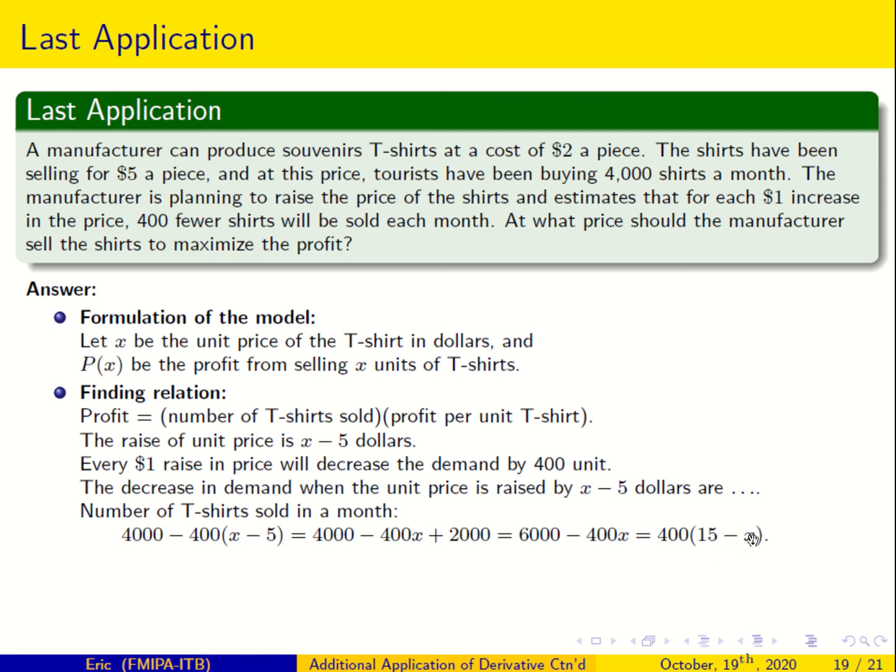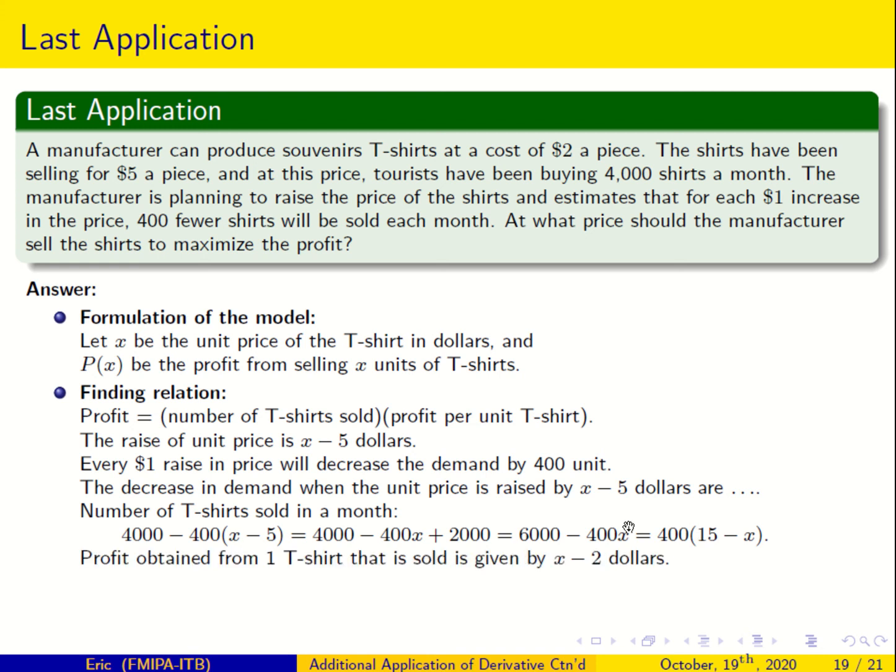Okay, yeah? Because X is just the unit price, X should not be negative. And the number of t-shirts should not be negative also. So 15 minus X should be positive. So X should be less than or equal to 15.